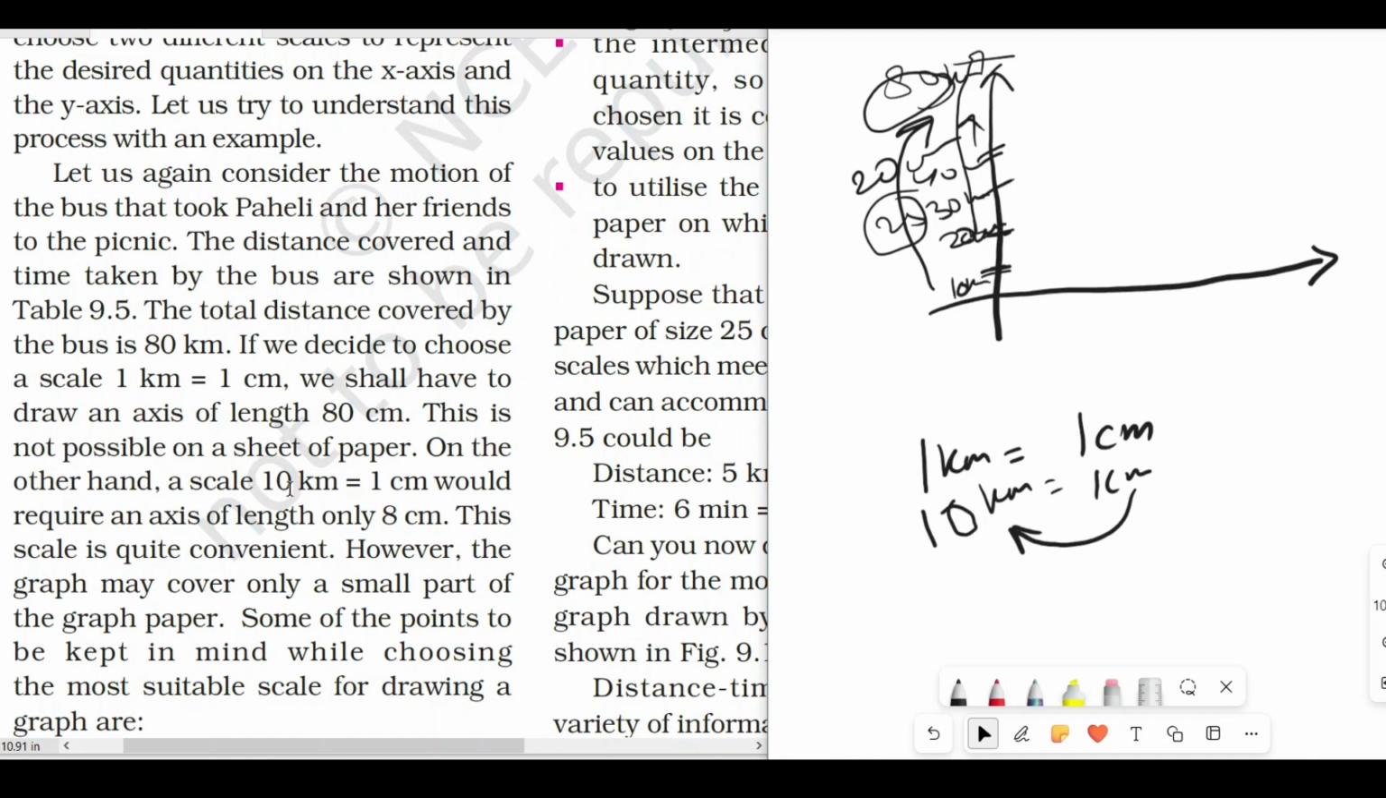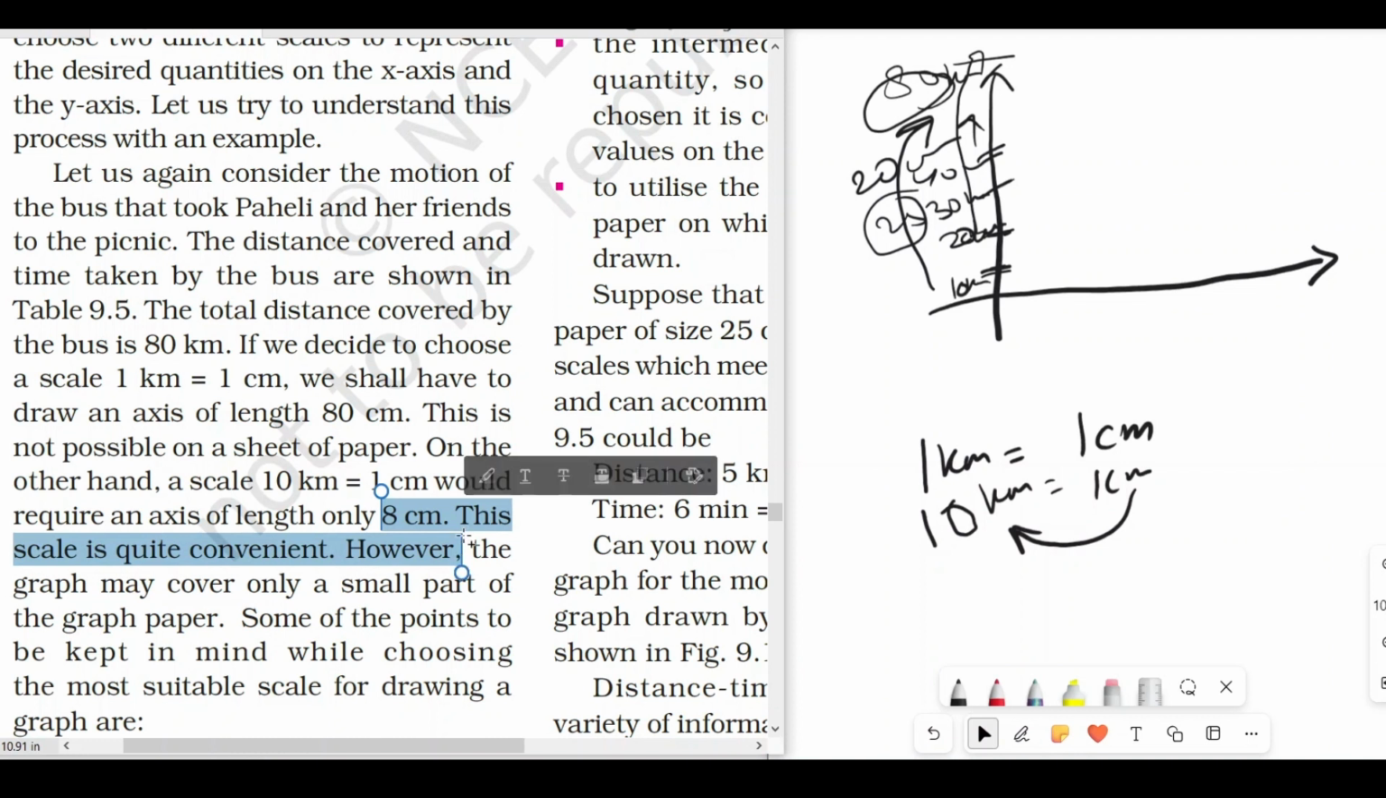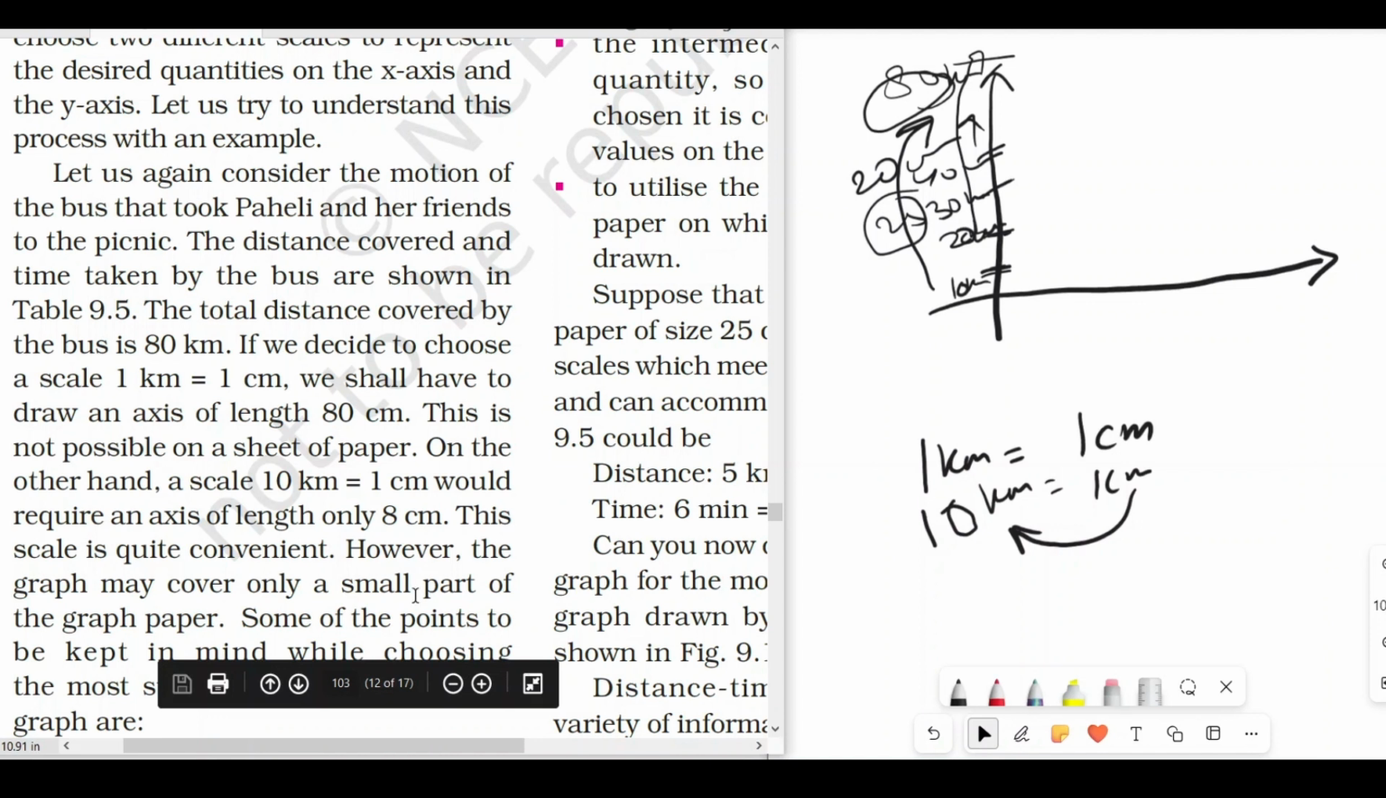On the other hand, a scale of 10 kilometers equals 1 centimeter would require an axis of only 8 centimeters. This scale is quite convenient. So if you take 10 kilometers equals 1 centimeter, all your work will be done in 8 centimeters, and this scale will be very convenient. However, the graph may cover only a small part of the graph paper.